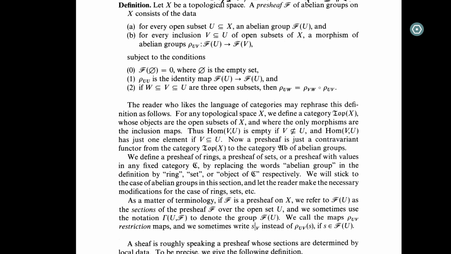Let X be a topological space. A presheaf of abelian groups consists of the data. First, for any open set U, it associates an abelian group. Second, for every inclusion of opens, it gives a morphism of abelian groups. Subject to the conditions: mapping the empty set to 0, mapping identity to identity, and compatible with composition.